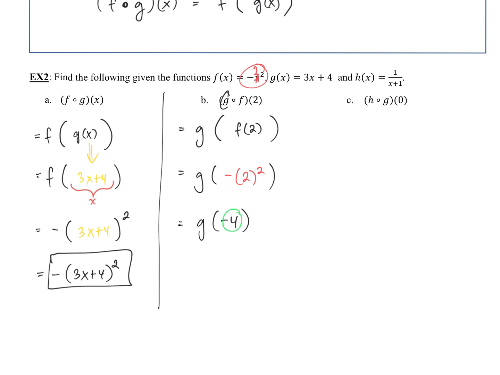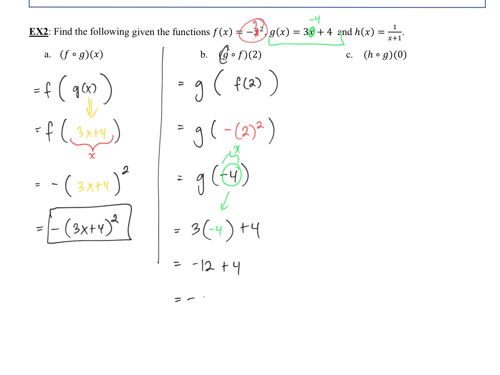Well, that means that wherever I see x, I'm going to replace it with negative 4. So in g, where is x? Right there. So I'm going to replace that with negative 4. So g of negative 4 is going to be 3 times my new input of negative 4 plus 4. So 3 times negative 4 is negative 12 plus 4. Negative 12 plus 4 is going to equal negative 8. And there we go. So once again, you'll notice, if we're just working with x, we'll always end up with a polynomial answer. If we're working with a new input that's a number, we'll end up with a number answer. At least for the most part.